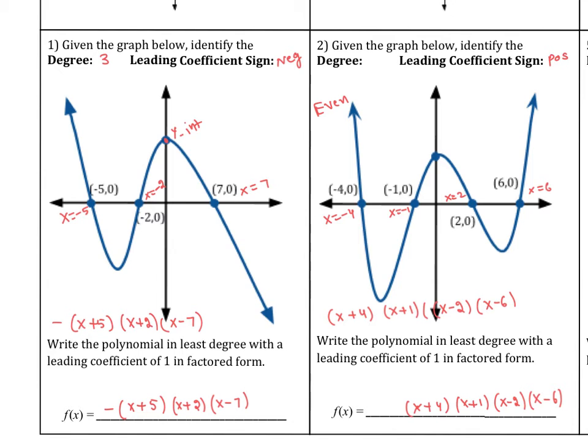If there are 1, 2, 3, 4 x values, it means this is a degree 4 function, and the leading coefficient is positive 1. So I don't have to write it here. I can write 1, but I don't have to write +1 here. So the leading coefficient is +1, but I don't have to write it. So I just leave my function like that.